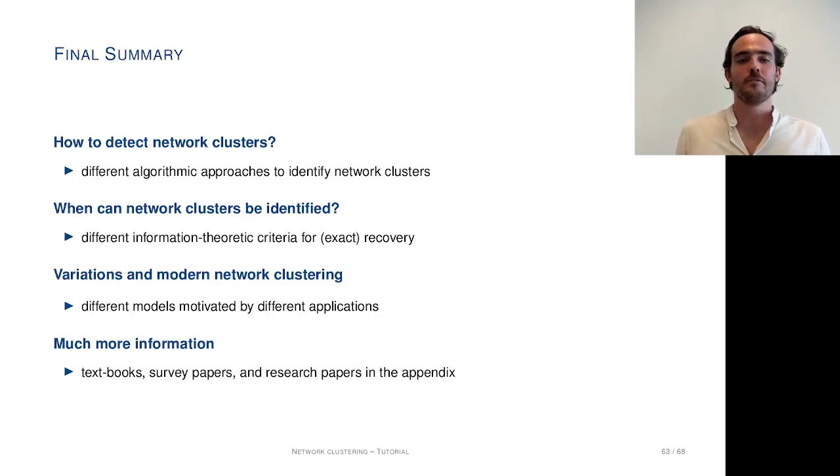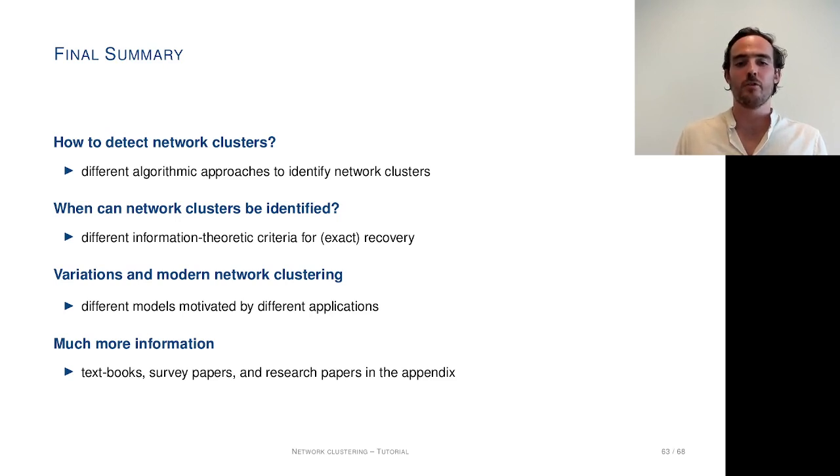And so let's now wrap up everything by giving some final summary. What have we seen in this tutorial? So first we have seen the question of how to detect network clusters, and there Daniel explained different algorithmic approaches to cluster networks. Another question we tackled was when networks can be identified, and here we showed some different information-theoretic criteria, for example for recovery, exact recovery, or optimal rate of recovery.